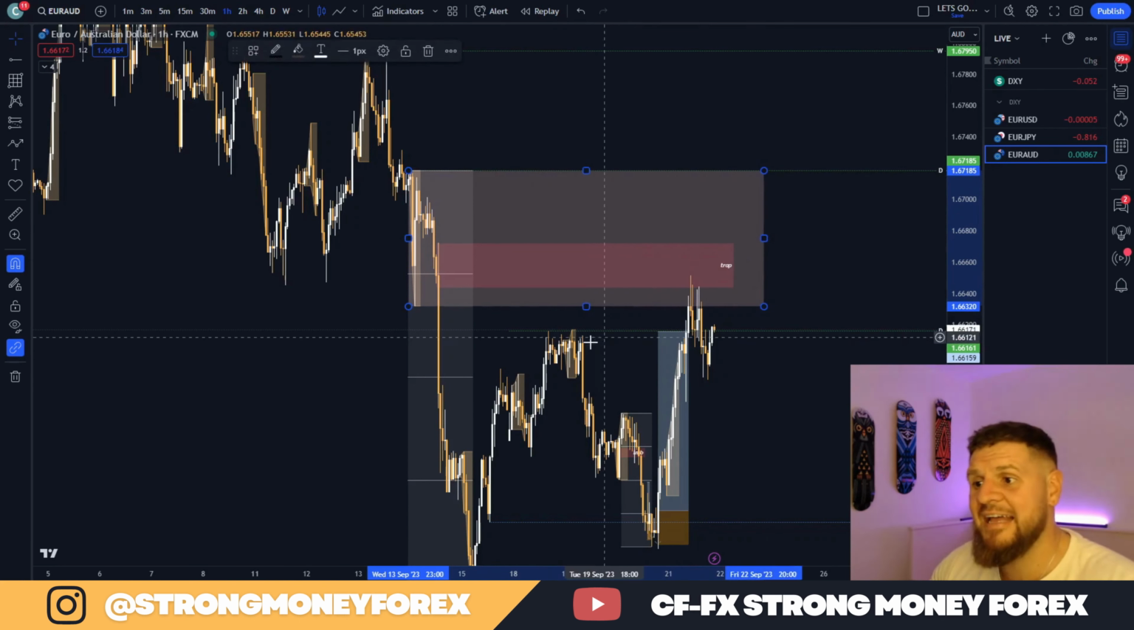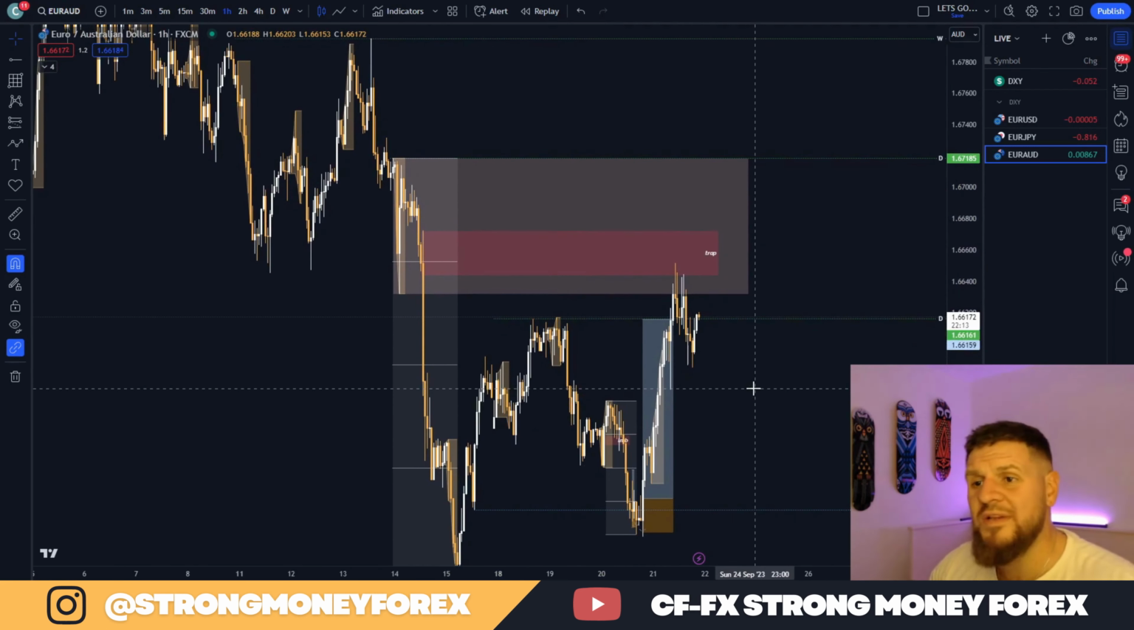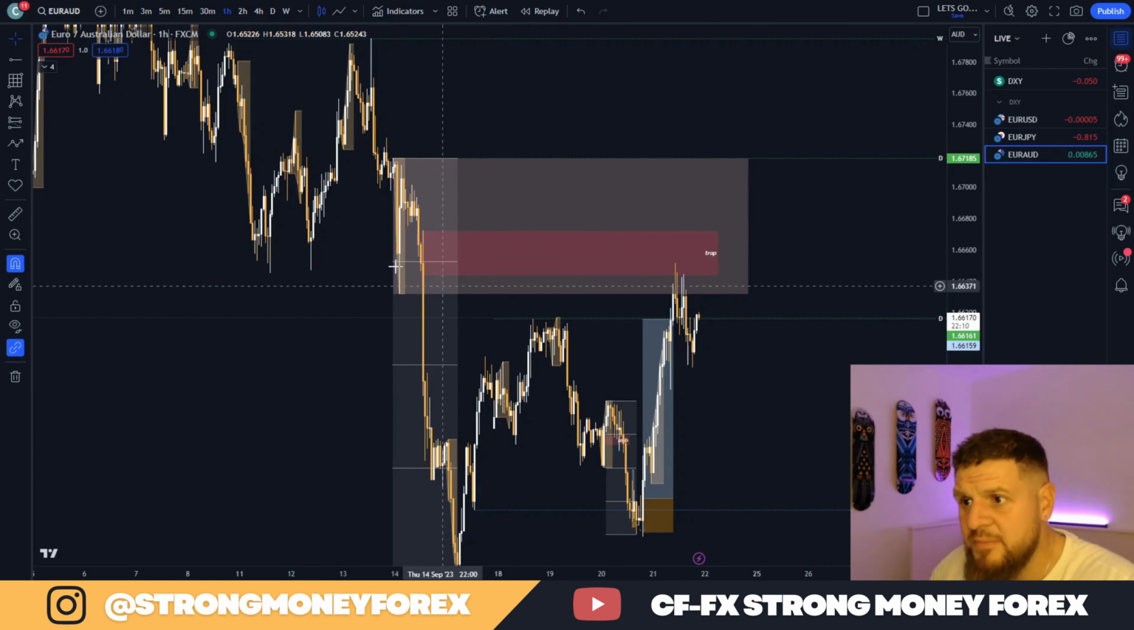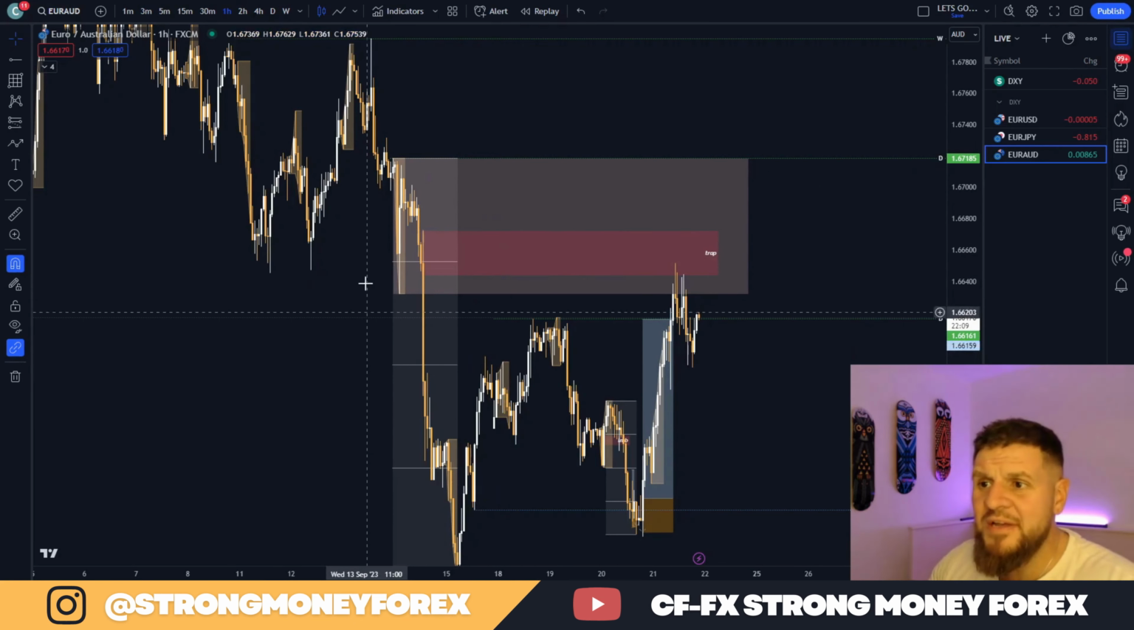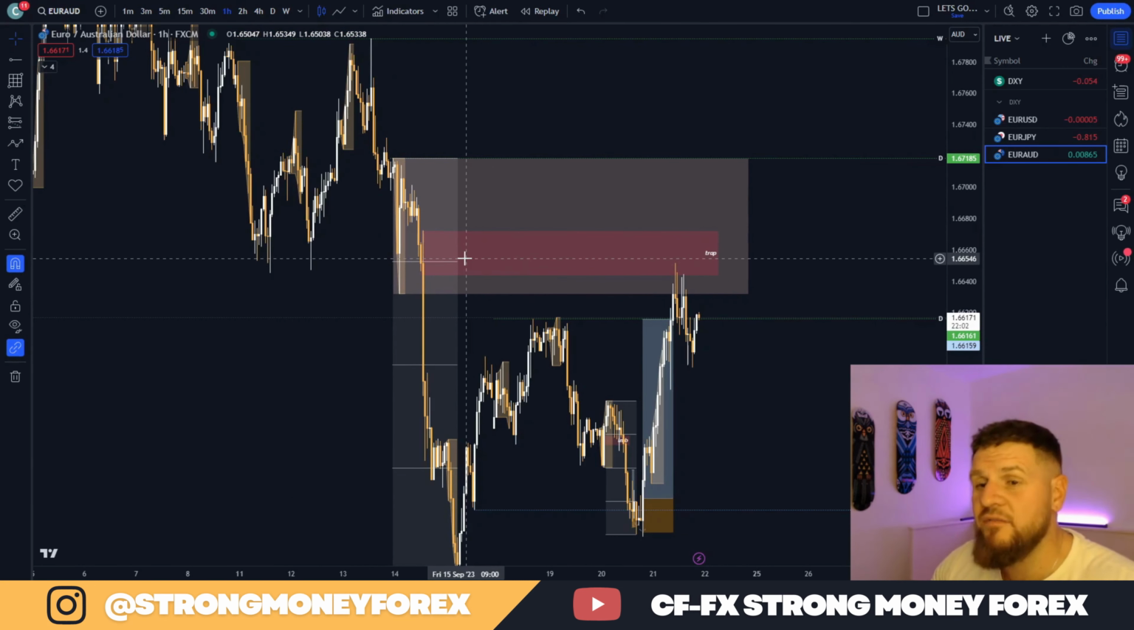It hasn't yet had that at this point here, so I'm not interested in it. The second reason why I wouldn't sell from here is because we haven't reached premium pricing. We are in an area which is the top half of this entire range, but we haven't reached premium. That's really where I want to be getting the high value sells.